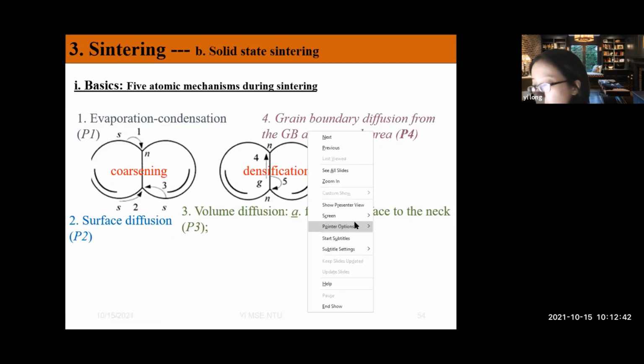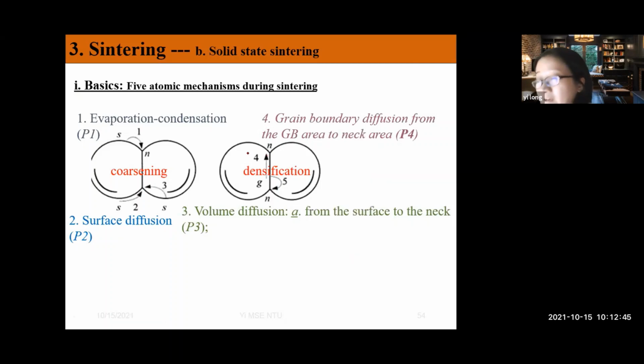So the most important thing here, where they are in contact, you have A and B particles coming together. What forms is a grain boundary. So this is the most important thing here. Now I'm asking you a question: do the atoms at the grain boundary move from the grain boundary to the neck, or from the neck to the grain boundary?